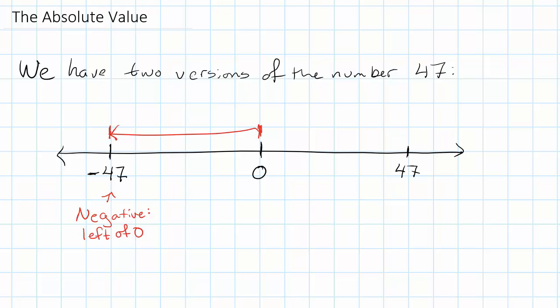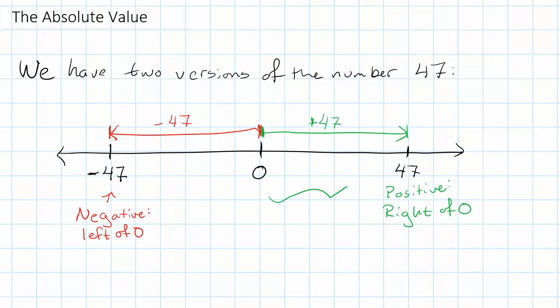The negative version of 47 is to the left of 0. If we think of it as a vector, it's a vector pointing to the left. The positive version of 47 is to the right of 0. If we think of it as a vector, it's a vector pointing to the right. And yet, these two 47s have a lot in common.